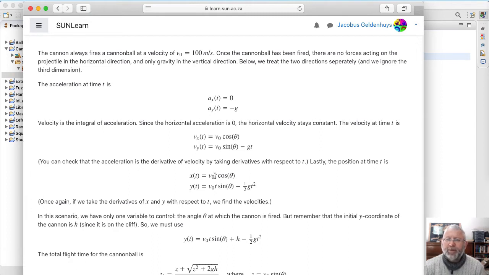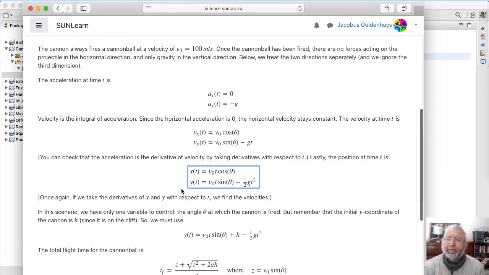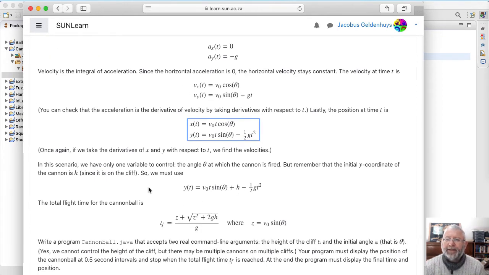If we just take this first part and we differentiate it according to time, we get v0. And if we differentiate that, we get 0. And the same for the y position. Ignoring the sine theta, if we take this component and that last part, and we differentiate it, we get v0 minus gt. So the derivative of this is minus gt. And if we take the derivative according to time again, we get minus g. Right, good. And this is just adding the height of the cliff.